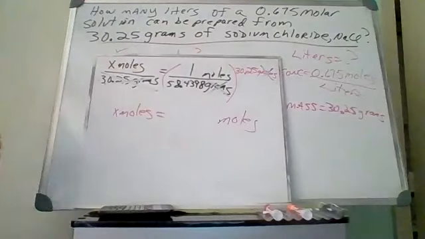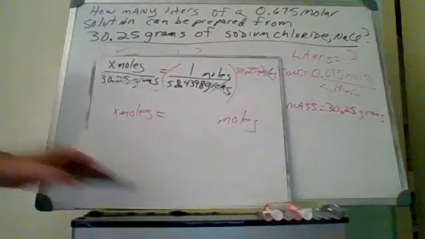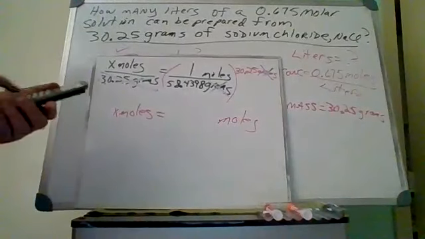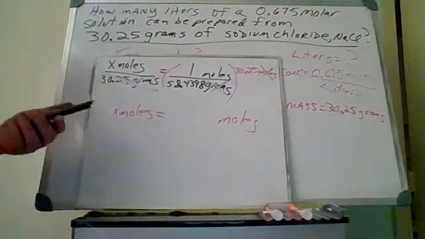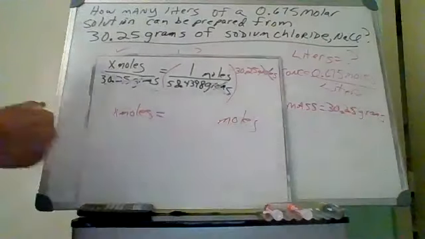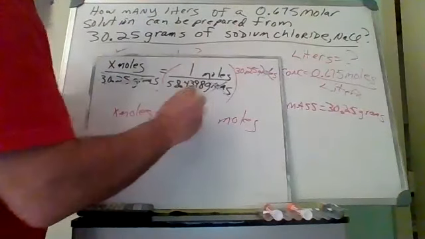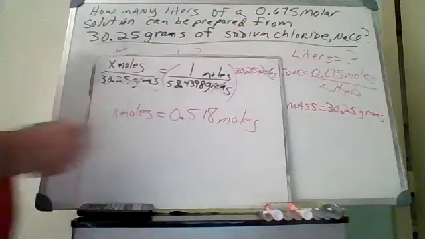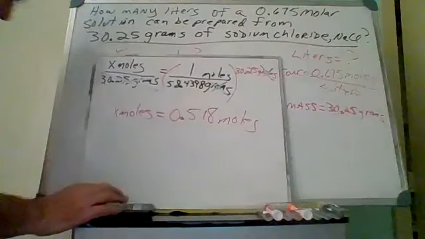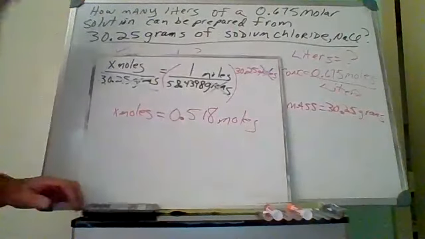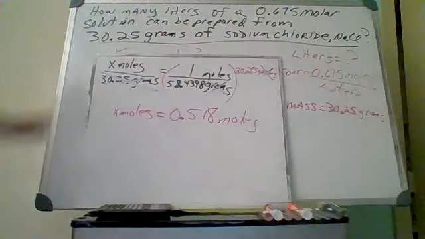All right, just get out the calculator now. 30.25 divided by the molar mass. 30.25 divided by recall 1 equals 0.518 moles. I'm going to put that into my first memory.